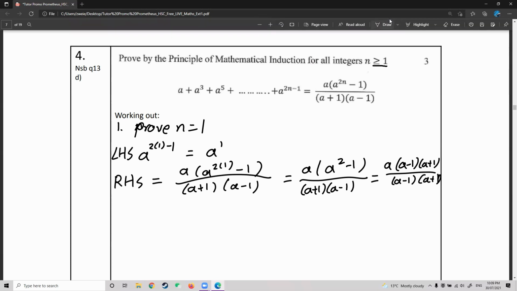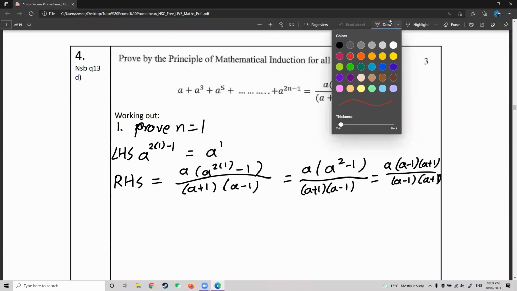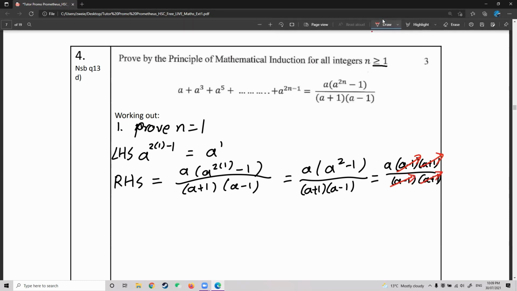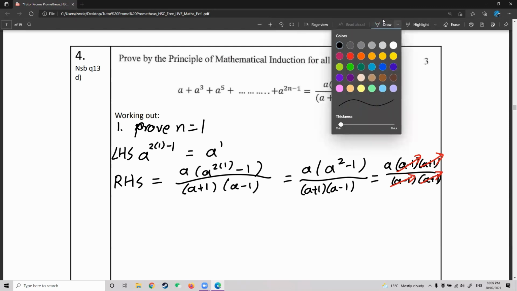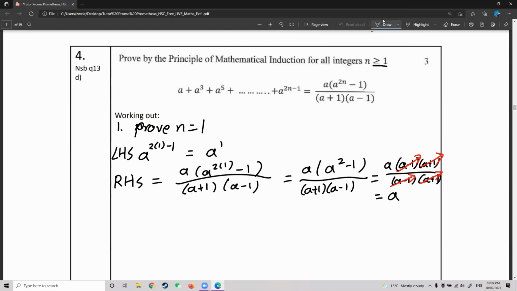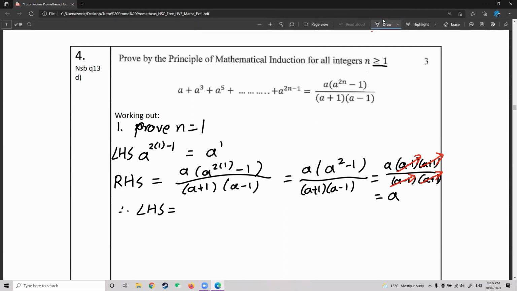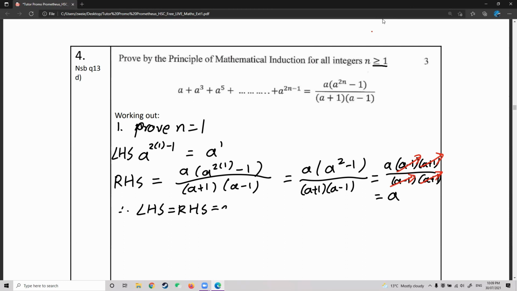Crossing the rest out. A minus 1 crossed out, a plus 1 crossed out, and all I am left with is a. Therefore, left-hand side equals right-hand side, which is equal to a. Proved for n equals to 1.